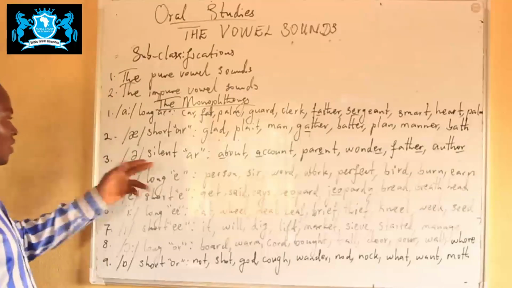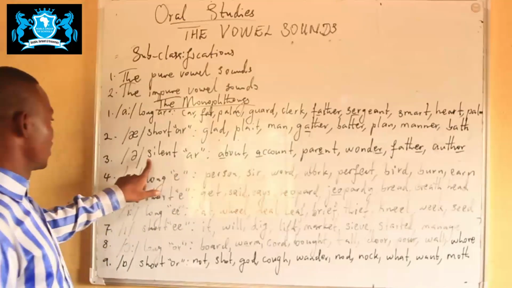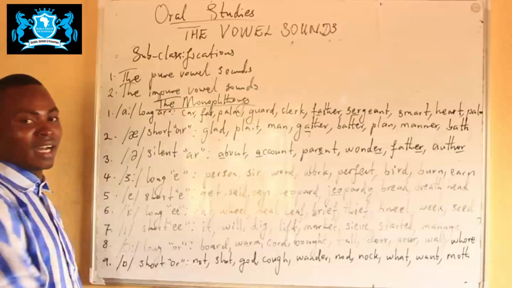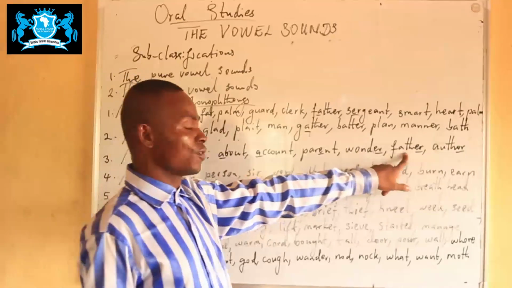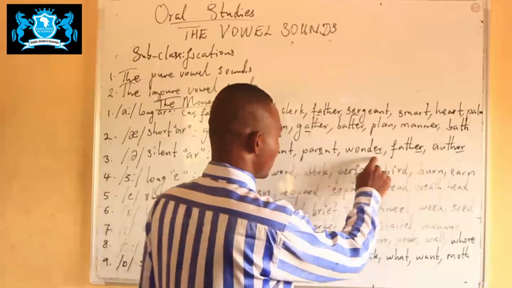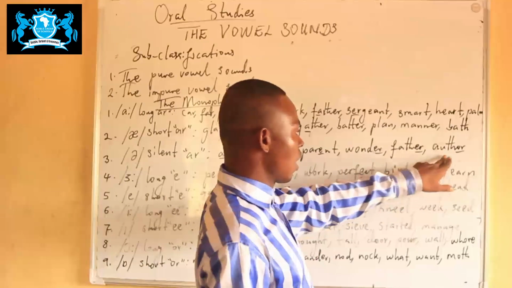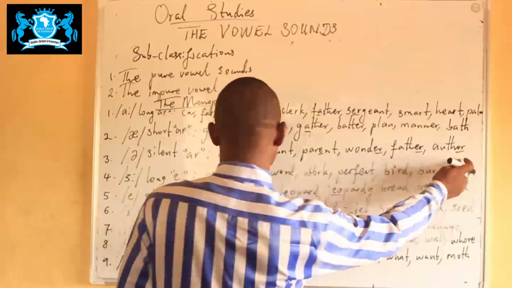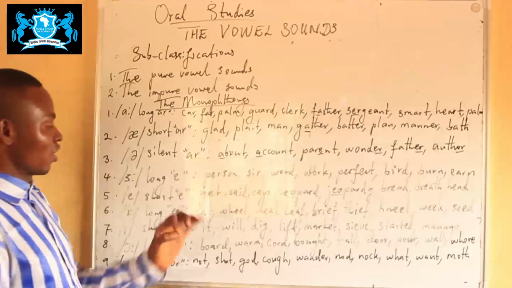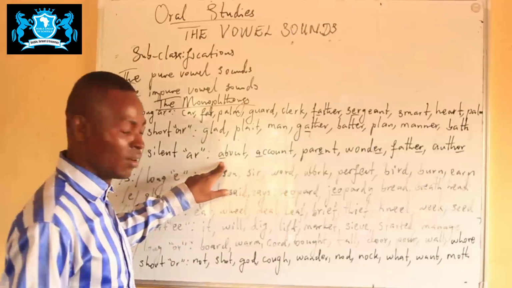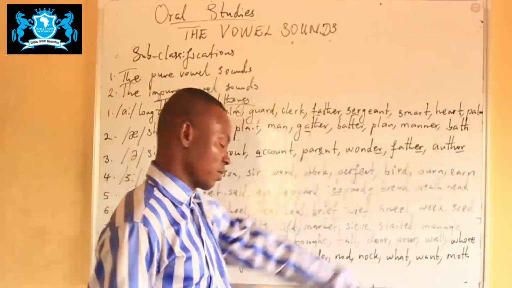The next one is called the silent A sound. It is still under the A sound. So we are going to take the word examples, then we come back and pronounce it. This is about, account, parent, wonder, father. The sound here is up. We take it again because a lot of people find it difficult to pronounce. We say about, account, parent, wonder, father, author.